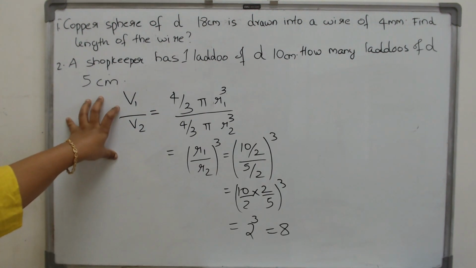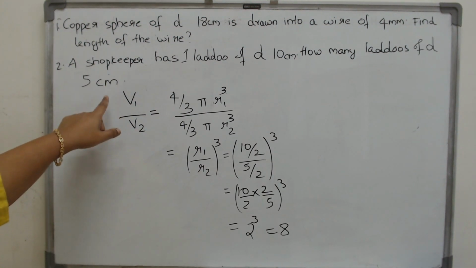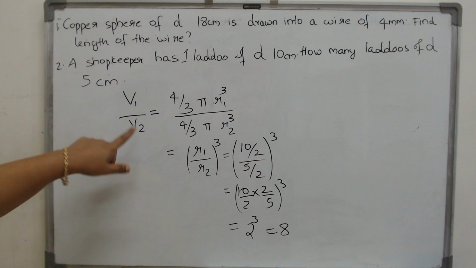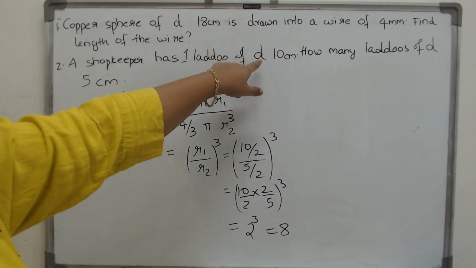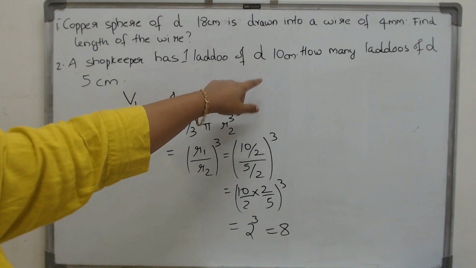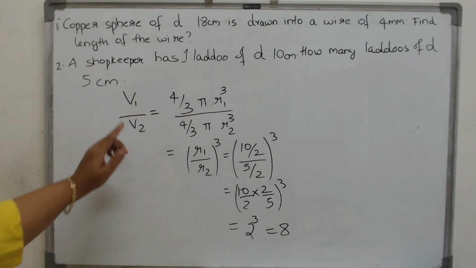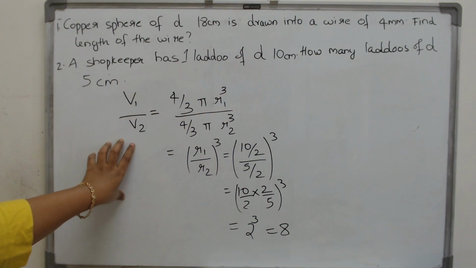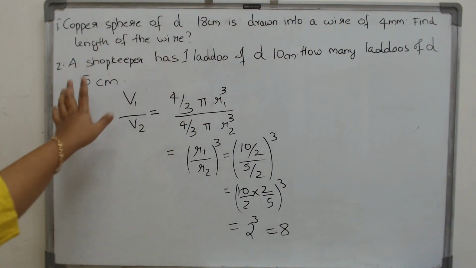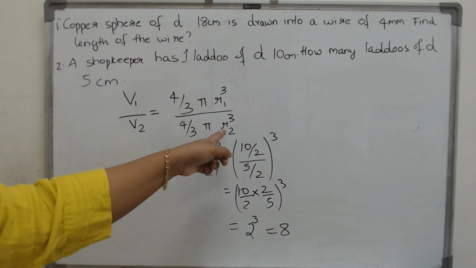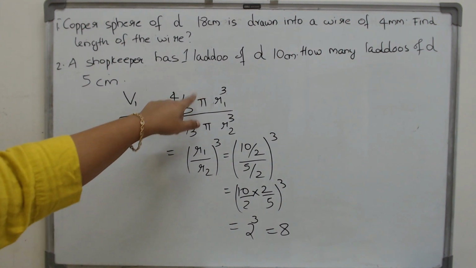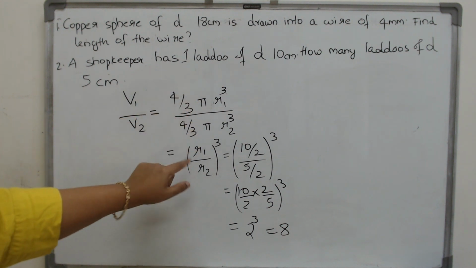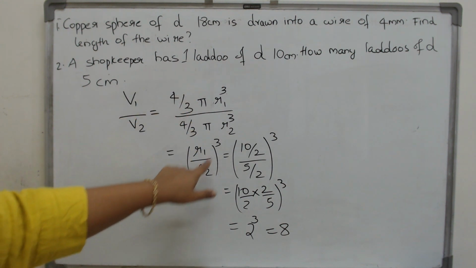How does your answer look? You have to divide the bigger volume by the smaller volume. What does the bigger volume have? Its diameter is 10. That means its radius would be 5. Similarly, how will your smaller volume look? Its diameter is 5. That means its radius is 2.5. But then don't rush with the calculations. Just cut off all the similar looking terms. Then you get R1 by R2 whole cube.